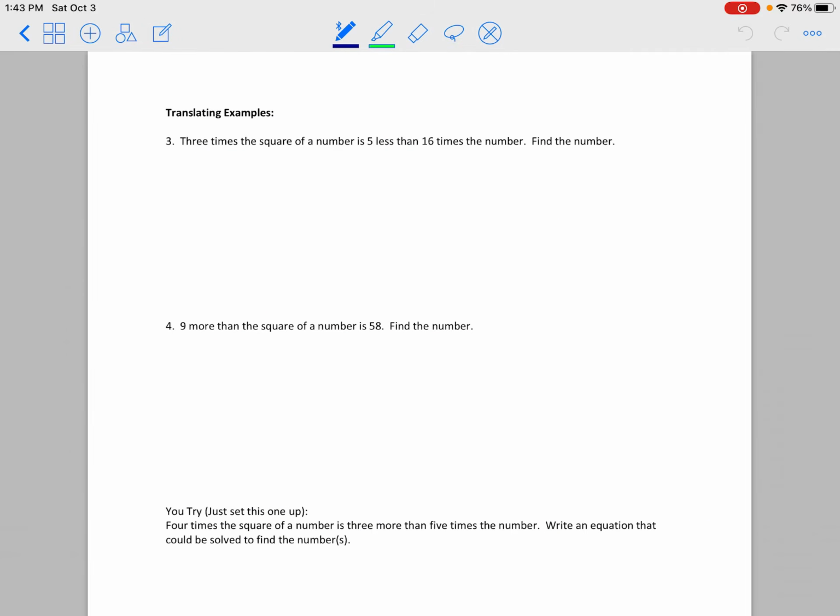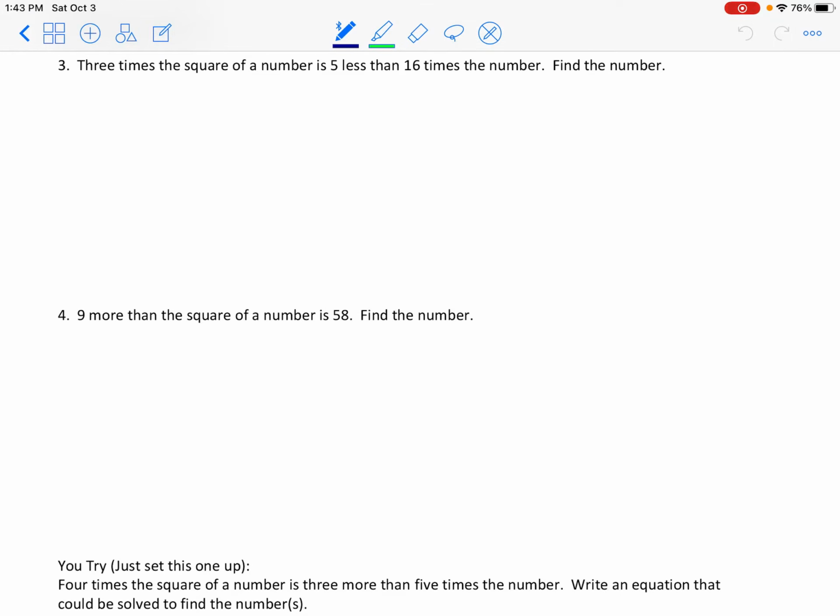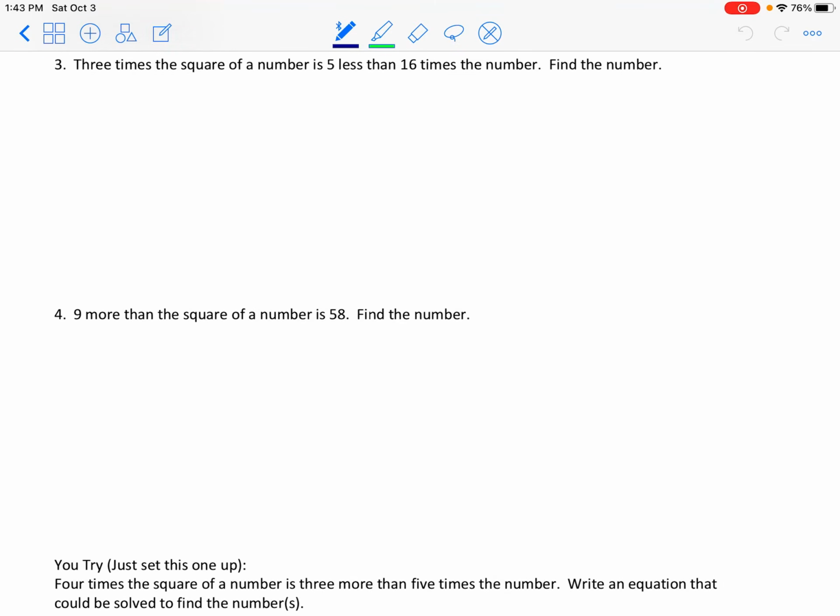All right, let's look at another type of example here. So these are translating problems. This is where we are literally just going to translate the words to an equation. I kind of like these ones, but you have to know key words. And we're going to go through some of these. Hopefully they won't be too terrible. So first, it says 3 times the square of a number is 5 less than 16 times the number, and we're trying to find the number. So let's try to translate here.